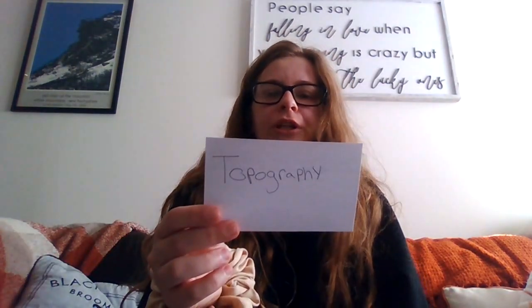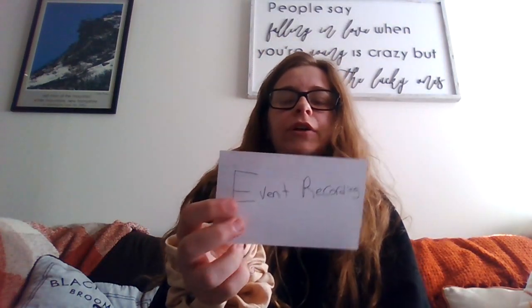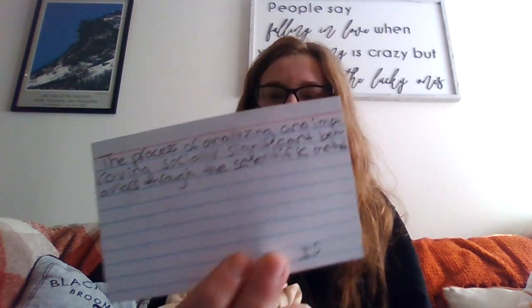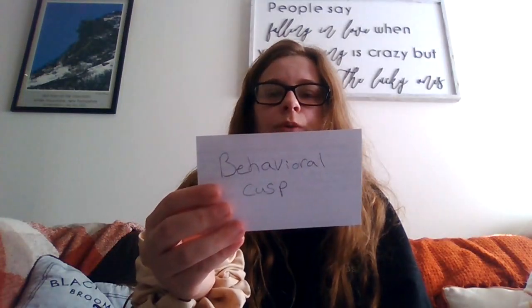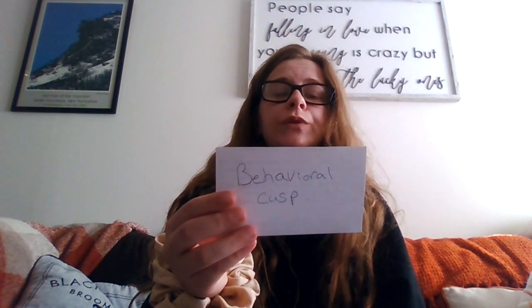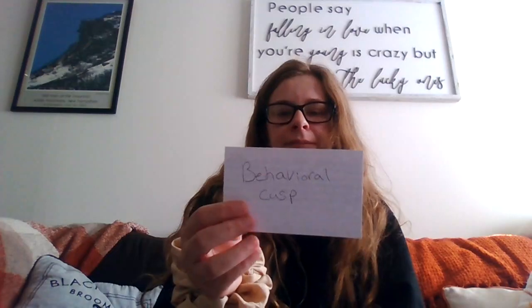The physical form or shape of behavior: topography. Measurement procedures for determining how many times a behavior occurs: event recording. The process of analyzing and improving socially significant behaviors through the scientific method: applied behavior analysis. Behavior that acts as a quick and dramatic consequence resulting in long-lasting change by exposing the individual to new reinforcers, environments, contingencies, responses, and stimulus controls: behavioral cusp.